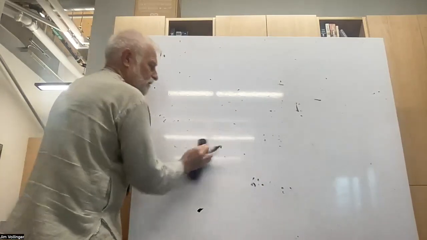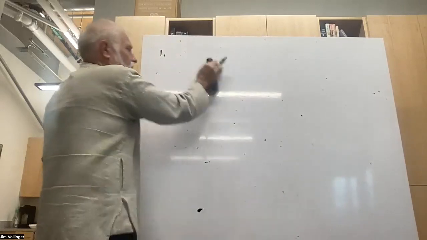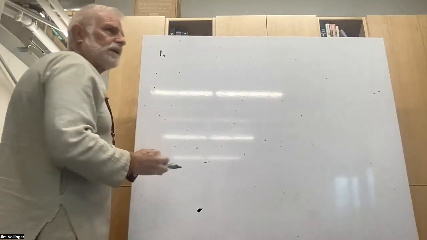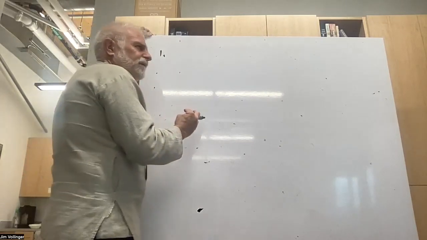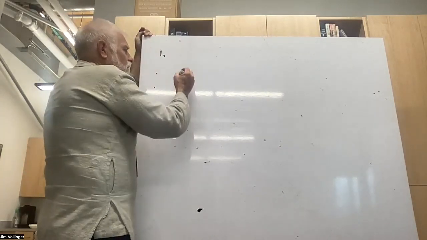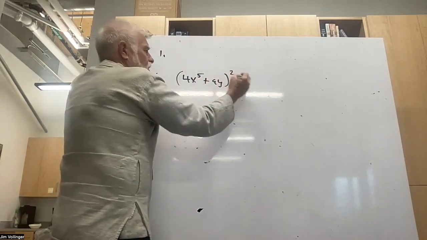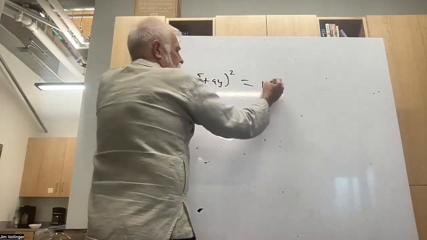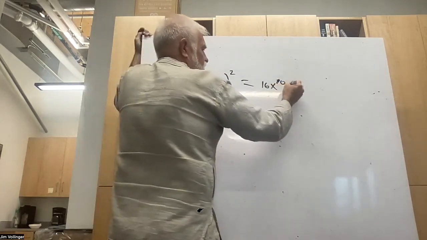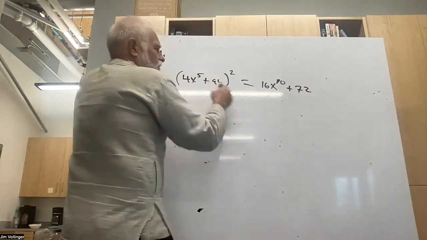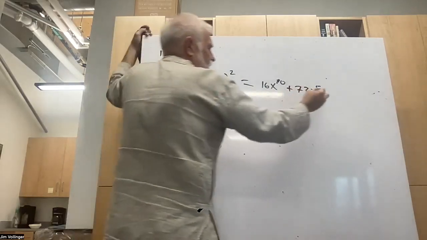Let's see if I can get rid of some of this. These erasers aren't the best. All right, there we go. Clean up that board a little bit. Where are we? Same kind of thing, I think. 4x to the 5th plus 9y squared, and we're just going to write the answer here. 16x to the 10th, plus 36 doubled is 72 x to the 5th y, and 9 times 9, 81y squared.